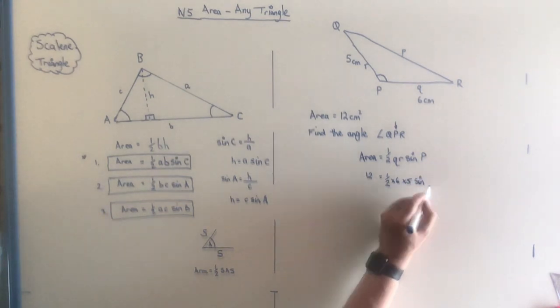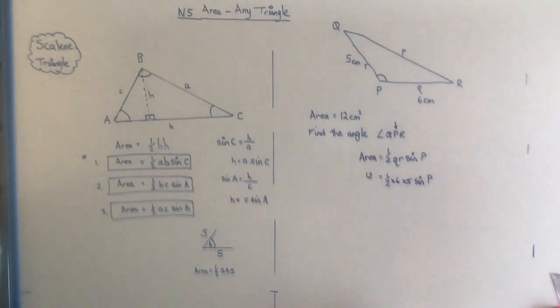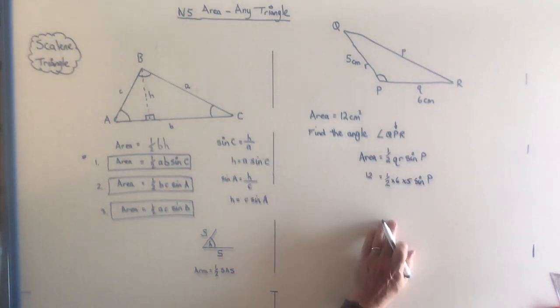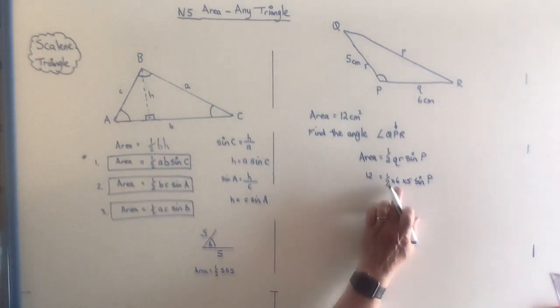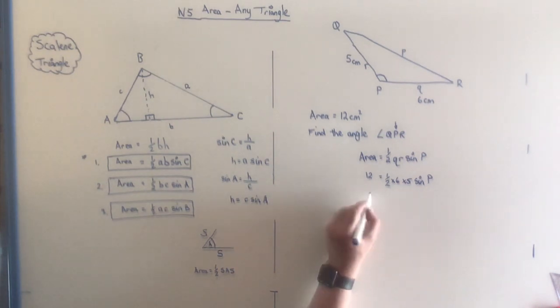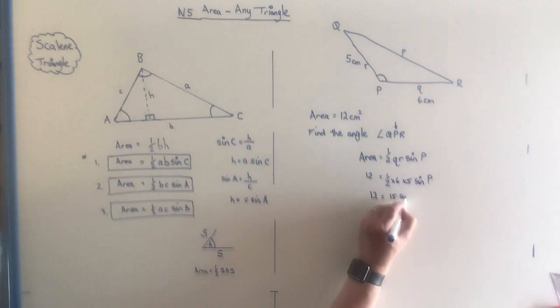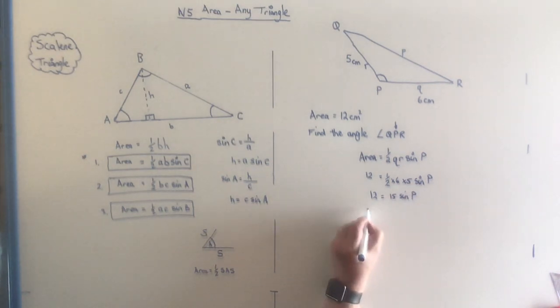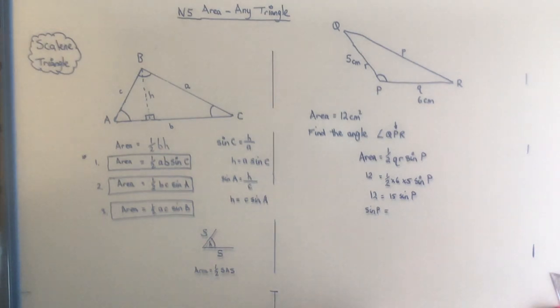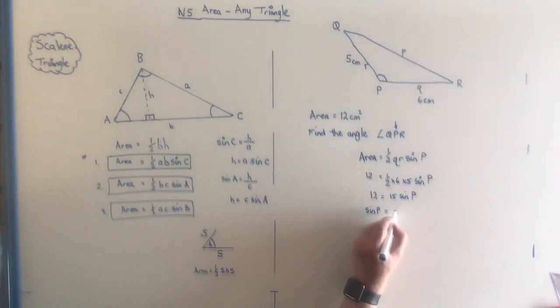sine P. So let's try and rearrange this. Half of 6 is 3, 3 5s are 15, so that's going to be 12 is equal to 15 sine P. So rearranging it all, changing the subject over to sine P. Sine P is equal to, well, that's going to be 12 over 15.